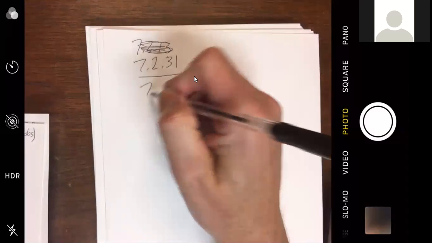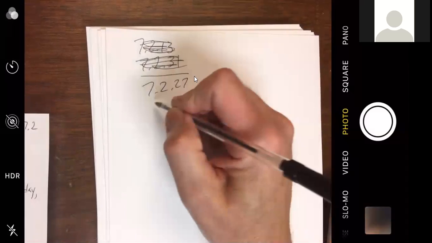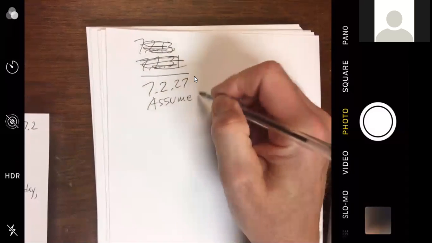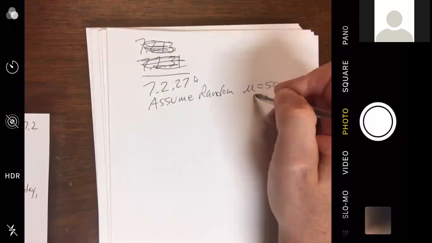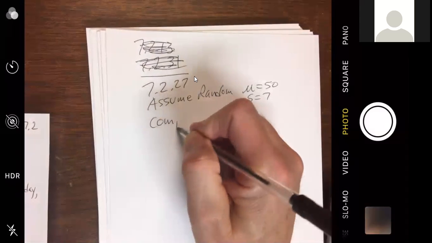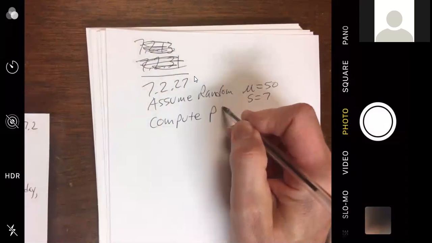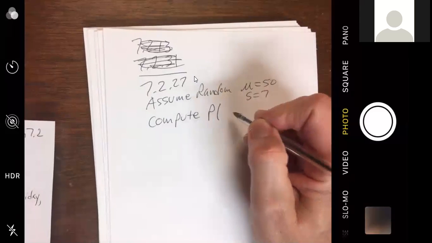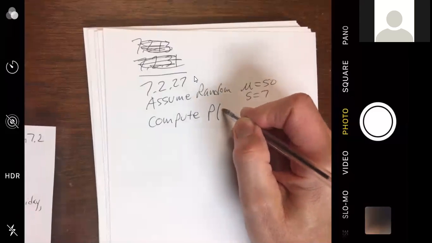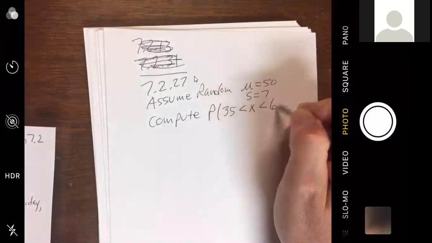7.2.27 says, I think it's a similar question with 7.2.25. The one that says assume the random variable X is normally distributed with mean equals to 50 and standard deviation equals to 7. Compute the probability. Be sure to draw a normal curve with the area corresponding to the probability shaded. And what's P, in brackets, 35 is less than X is less than 65, bracket close.